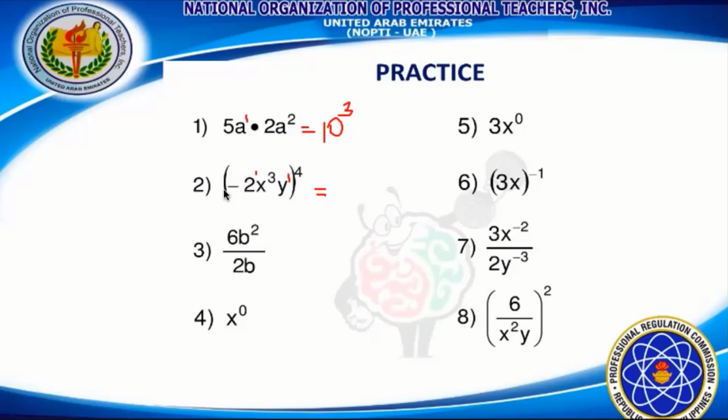Distribute mo yung exponent. Negative 2 times negative 2 times negative 2 times negative 2, kasi 4 na beses. So, that is 16. Correct? Etong x na to, kopyahin mo, then 4 times 3 is 12. 16 x raised to the 12th power. Tapos ito, 4 times 1 is 4. Y 4.